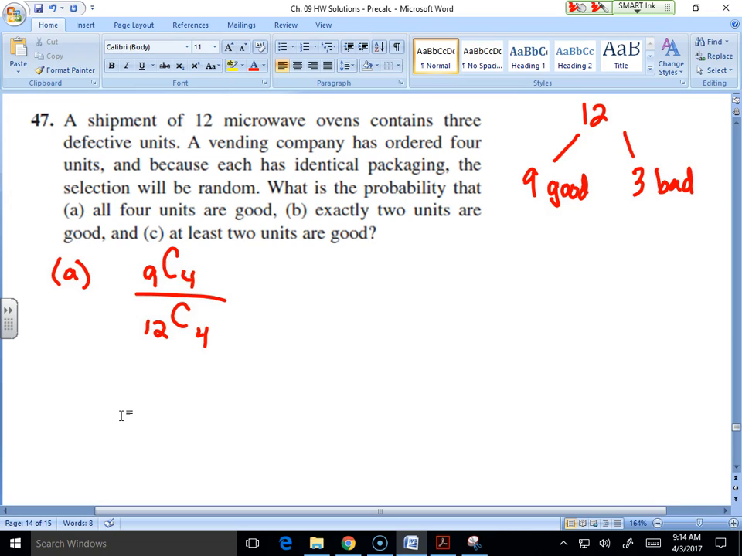Now, for letter B, it says exactly 2 units are good. Well, what does that mean? Exactly 2 units are good.